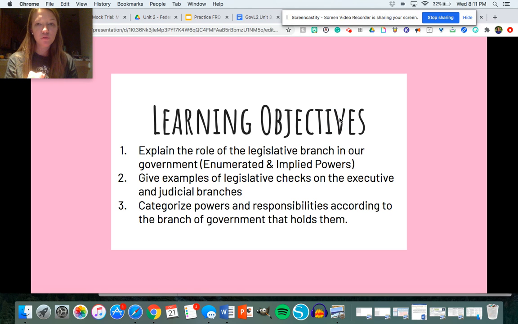So remember, your learning objectives were to explain the role of the legislative branch in our government, give examples of how the legislative branch checks the executive and judicial branches, and categorize powers and responsibilities according to the branch of government that holds them. So take a moment, go back if you need to, then answer the questions in Edpuzzle, and make sure that you do record those correct answers on your note sheet. And I will be circulating around the room, I'm sure, if you have any questions.